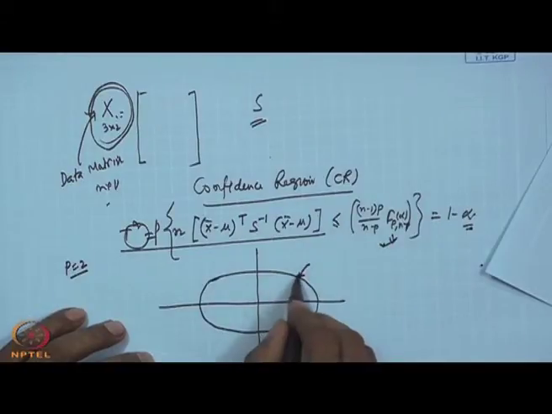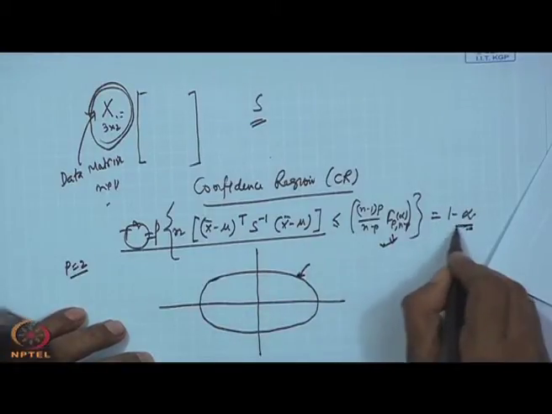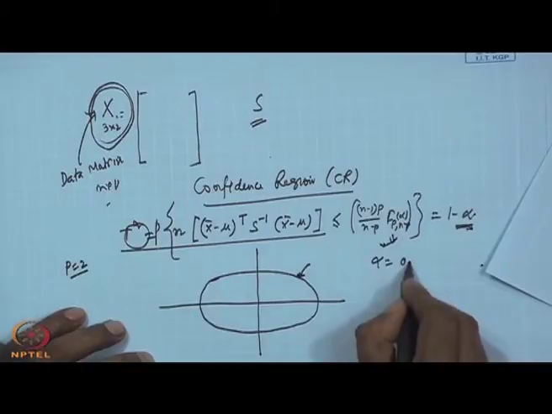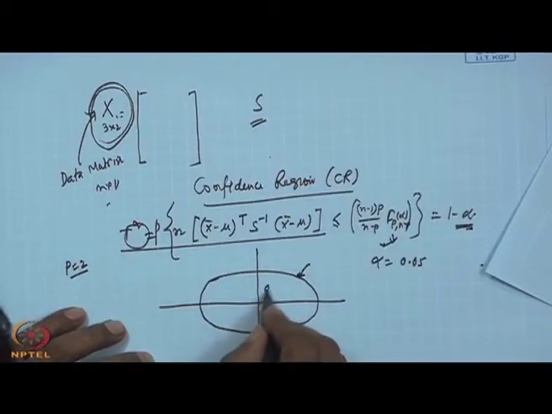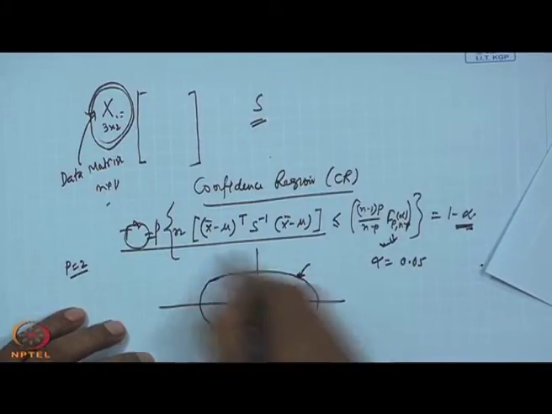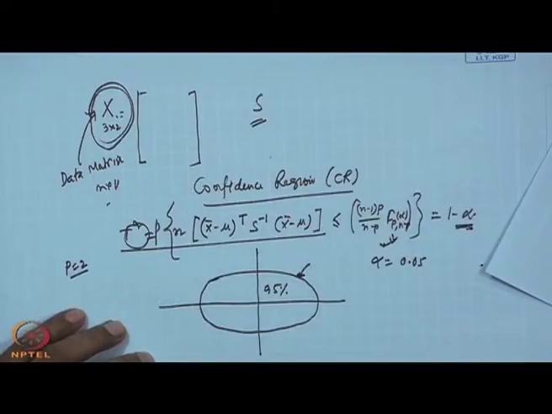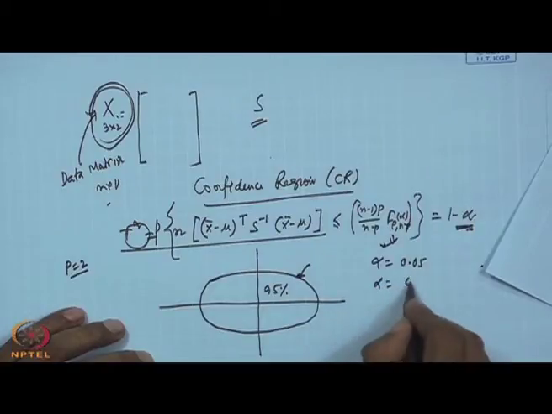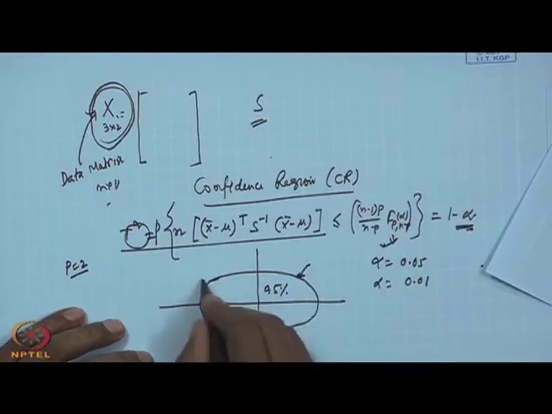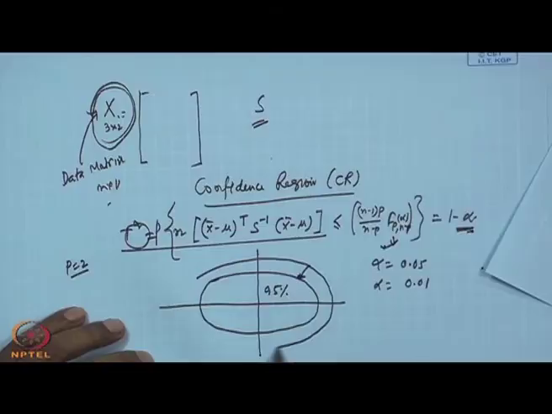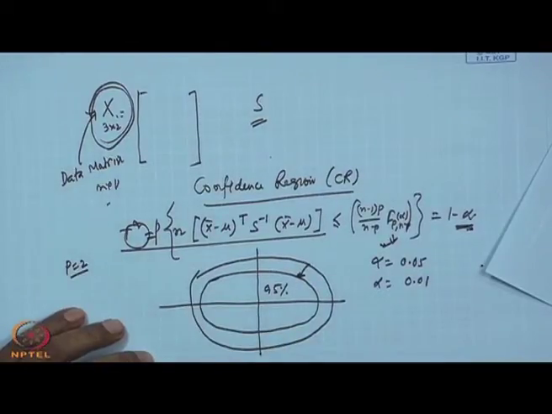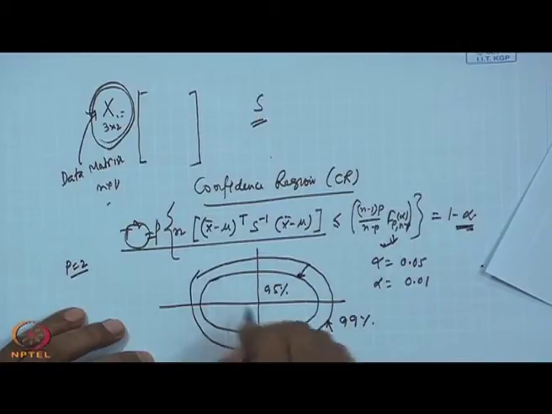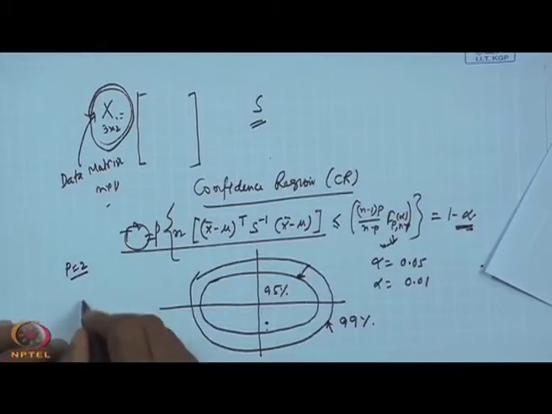This quantity will determine this, and by 1 minus alpha, if alpha equals 0.05, that means 95% of the observations will fall on or within the ellipse. If you take alpha equal to 0.01, then your ellipse will be bigger. Reason? This contains 99% of the observations. This is known as the confidence ellipse.